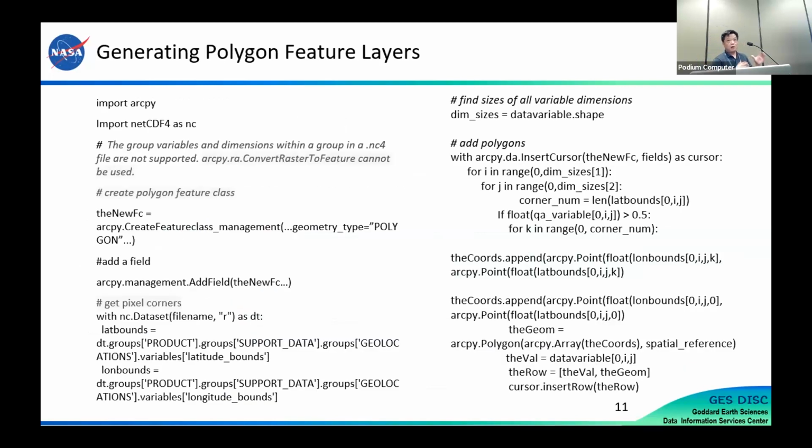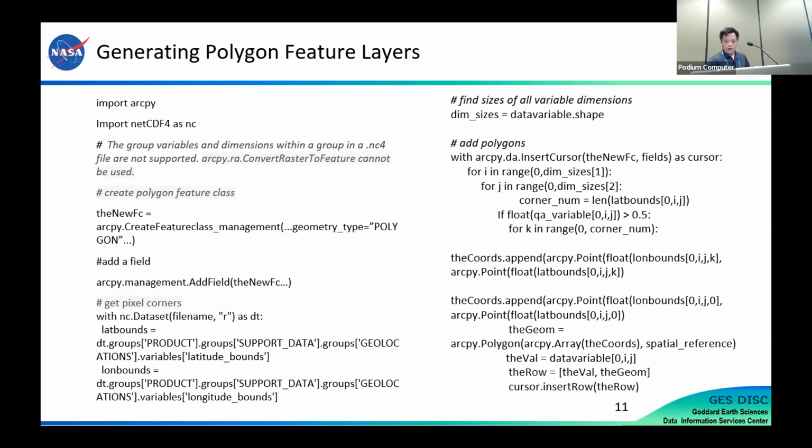So this is the Python code. We used the ArcGIS Python library, ArcPy, to do this job. Because the variables and dimensions within a group in the NetCDF file are not directly supported by ArcPy, we cannot use the Raster to Feature function directly to convert the data into a feature layer. In this case, a manual approach is required.